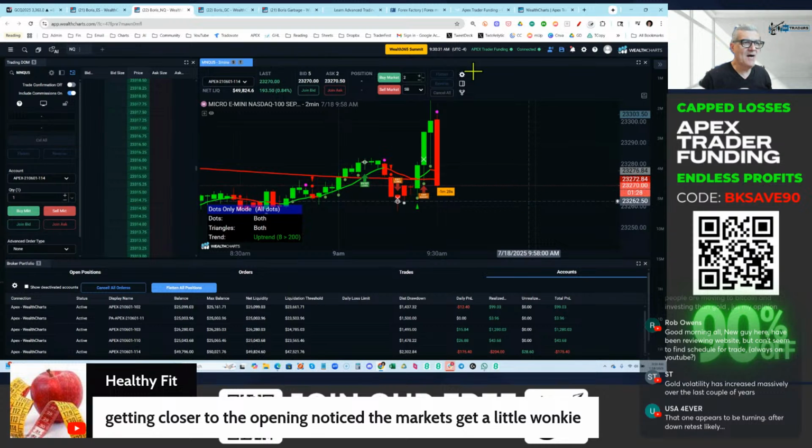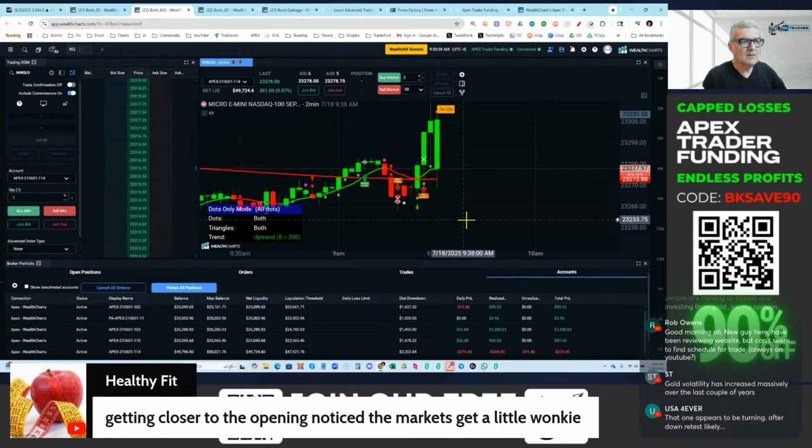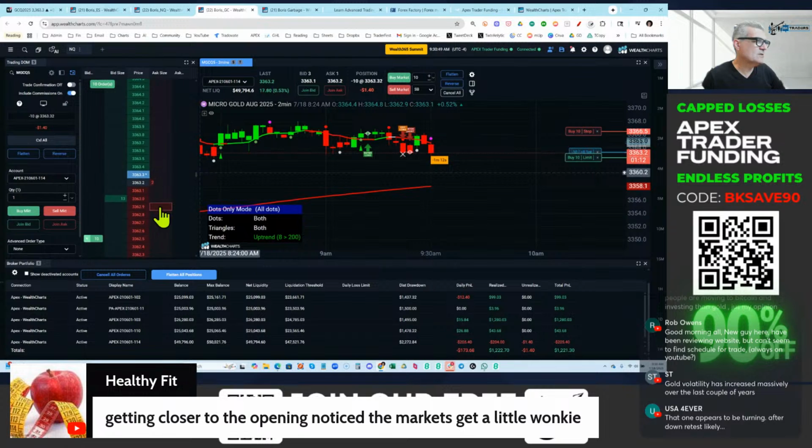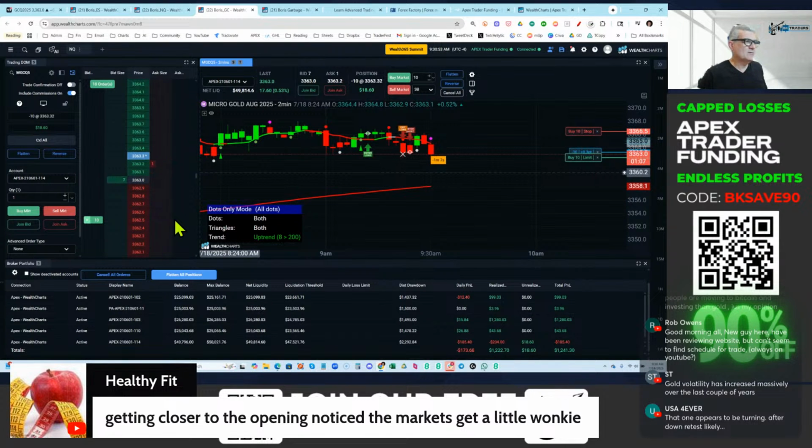So we had this big pop on the open that totally got reversed. This is why we don't trade the open. Meantime, gold is starting to crawl back towards my target here. My target on gold, by the way, is 62.5. And it's starting to come down a little bit.